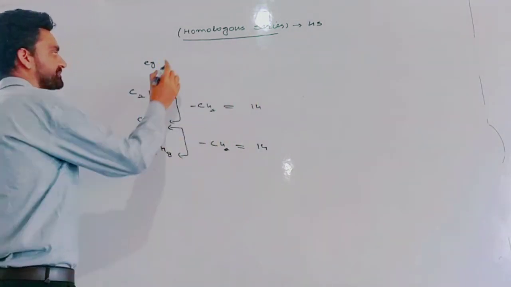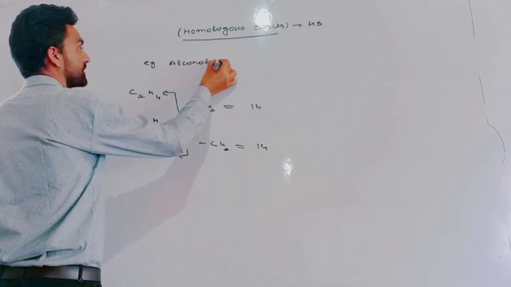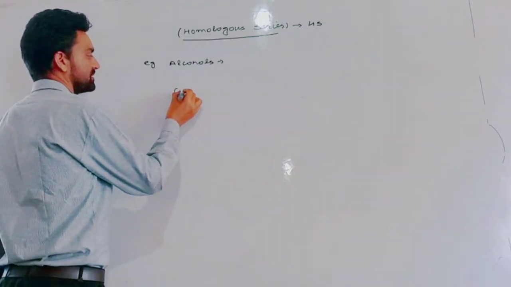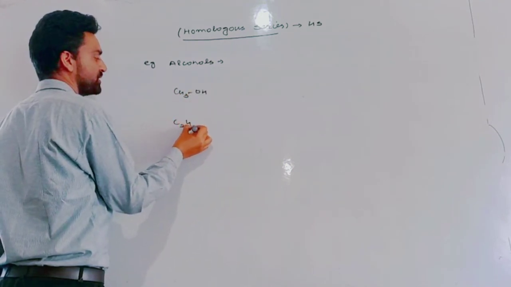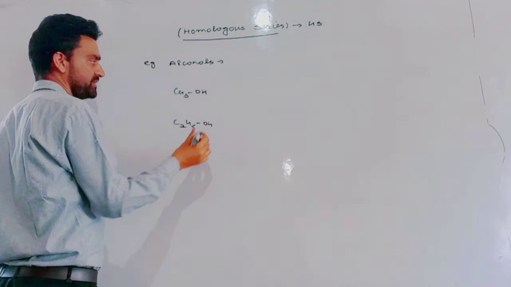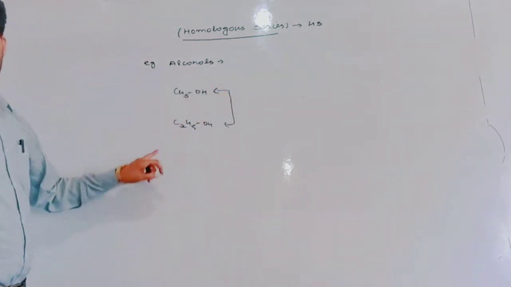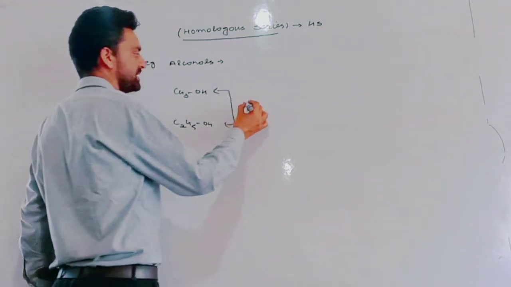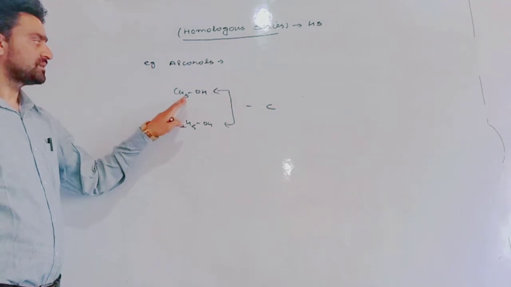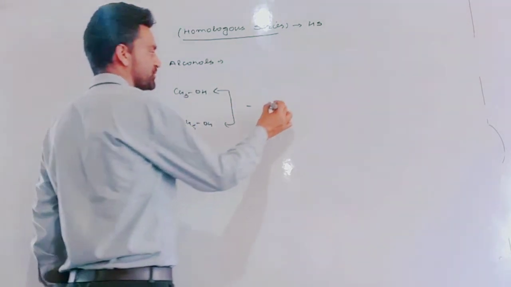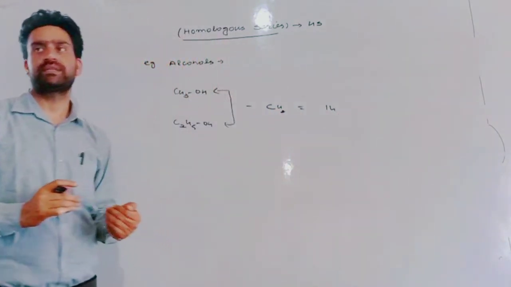Alcohols. First member CH3OH. Methyl alcohol. Second is ethyl alcohol. C2H5OH. Right? See the difference. How many carbon atoms are present in ethyl alcohol? 2. In methyl alcohol 1. Difference is 1 carbon atom. How many hydrogen? 5 plus 1, 6. 3 plus 1, 4. And the difference is 2. And it will be 14 mass unit. So this was homologous series.